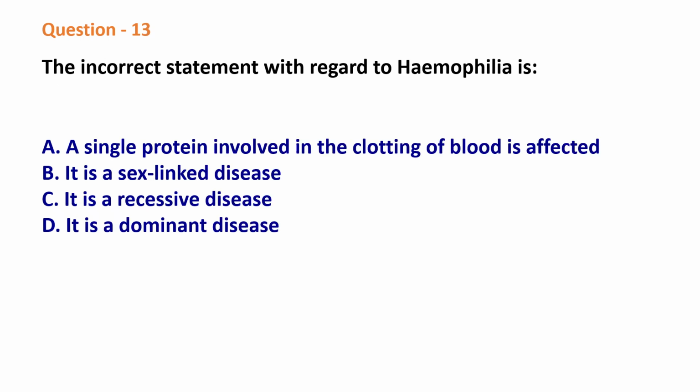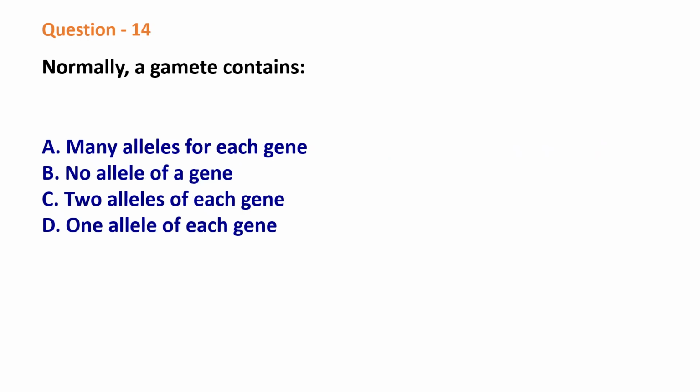Question 13. The incorrect statement with regard to hemophilia is: a single protein involved in the clotting of blood is affected; it is a sex-linked disease; it is a recessive disease; it is a dominant disease. The correct answer is it is a dominant disease. So here we have to find out the incorrect statement. All other statements mentioned here with regard to hemophilia are correct.